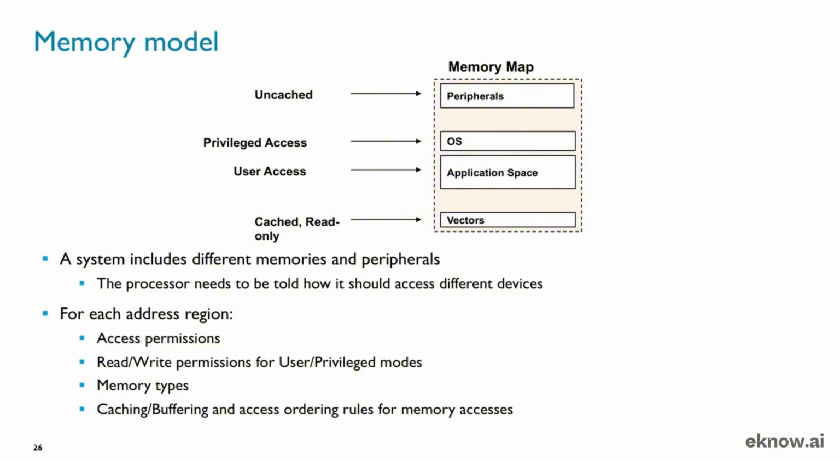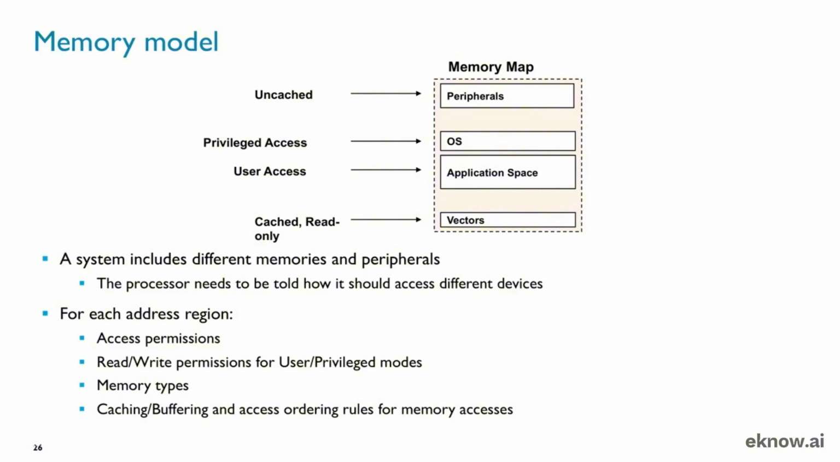Third, memory types. This defines the fundamental nature of the memory region. Is it regular memory that behaves predictably, or is it a peripheral that might have side effects when you read or write to it? We'll dive into the specific types like normal and device on the next page.